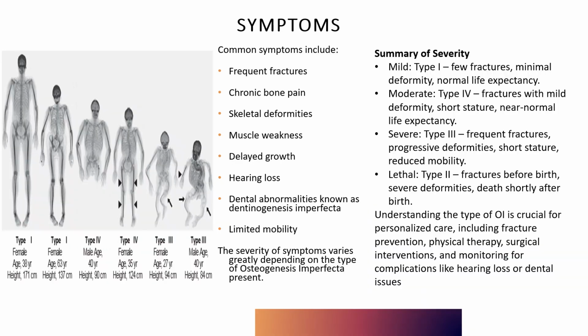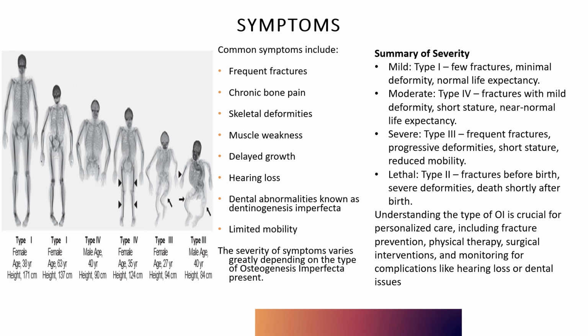Brittle bone disease, like any other disease, comes with its specific symptoms. Some of those common symptoms are frequent fractures, chronic bone pain, skeletal deformities, muscle weakness, delayed growth, hearing loss, dental abnormalities known as dentinogenesis imperfecta, and limited mobility. The severity of symptoms varies greatly depending on the type of brittle bone disease you have.